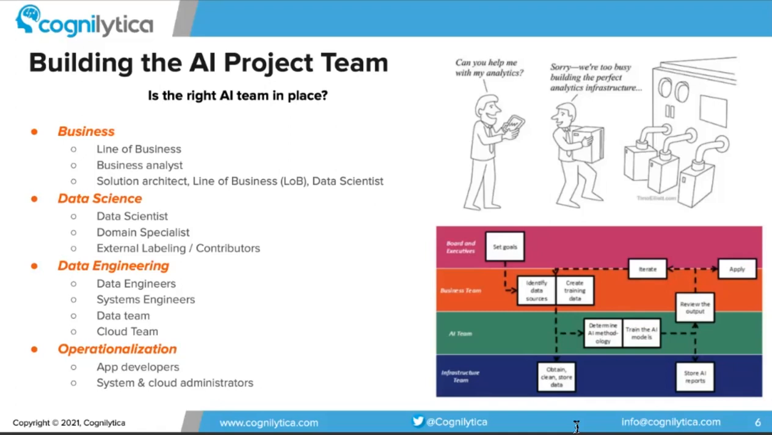And then operationalization. So this is when you actually want to use the model in production. You may need app developers, system and cloud administrators. So these are all different roles that are required to make your AI project team a success. And you need to talk about this and say, do I need every single role? Do I have positions? Do I have these in general so that I can actually apply them when needed?